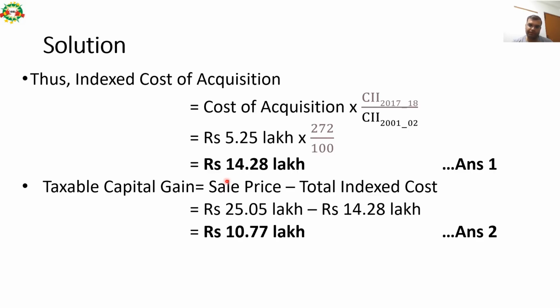Answer to part 1 of the question. Likewise, taxable capital gain is equal to sale price given in the question, 25.05 lakh, minus total index cost calculated here, 14.28. That means taxable capital gain is 10.77 lakh. Answer to part 2 of the question.